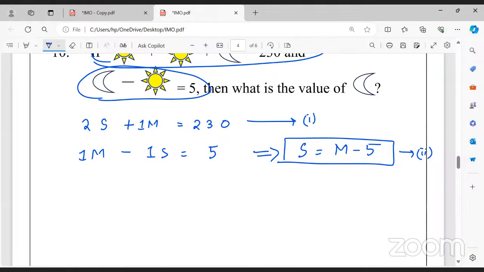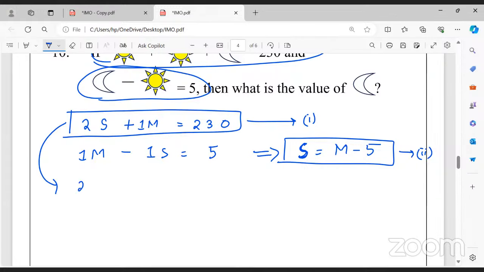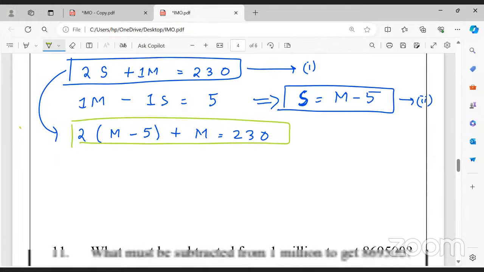Please look here. It's written 2 sun. What is the value of 1 sun? 1 sun is m minus 5. So it is 2 into (m minus 5) plus moon is equal to 230. With this, I'm going to proceed further.